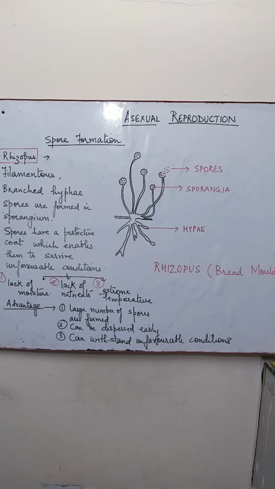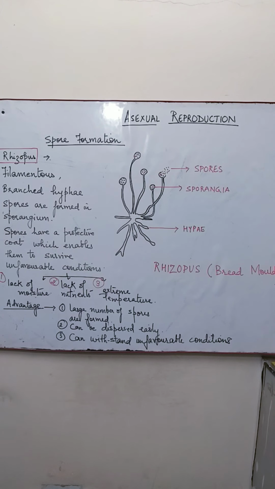The favorable conditions, of course, will be the availability of moisture and the availability of nutrients. And also, the protective coat which is present around these sporangium helps them to withstand unfavorable conditions. So spore formation is a very common practice, and it is found in many organisms, many plant organisms, to withstand the unfavorable conditions and to develop new individuals.